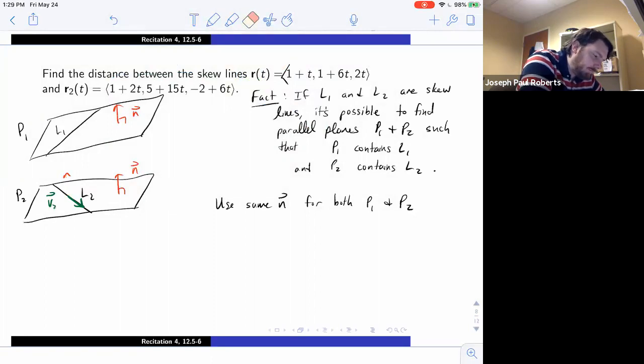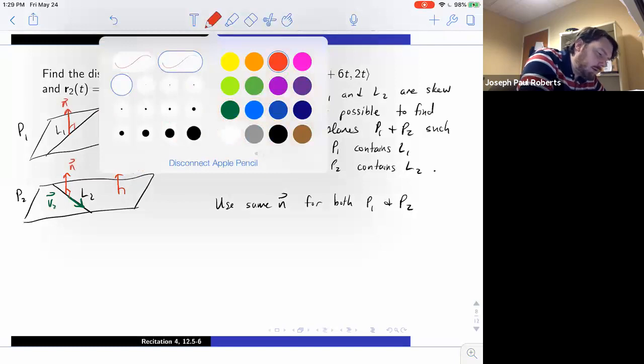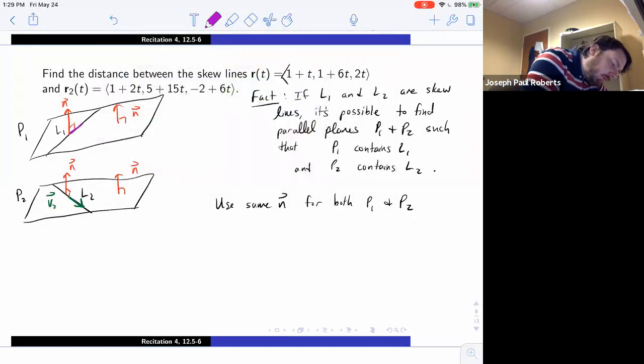But if L2 lives on plane 2, then V2 has to be perpendicular to N. And same deal up here, that if L1 lives on plane 1, then whatever direction L1 has, let's call that V1, has to be perpendicular to N.